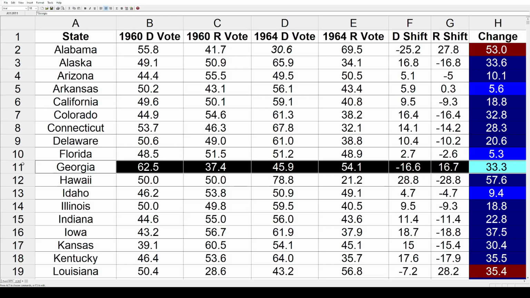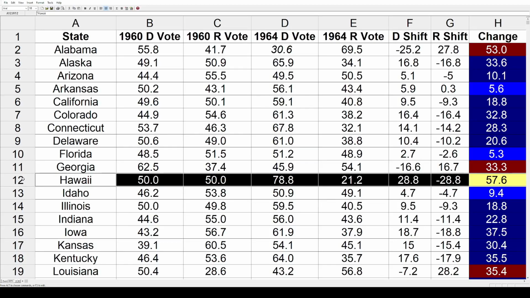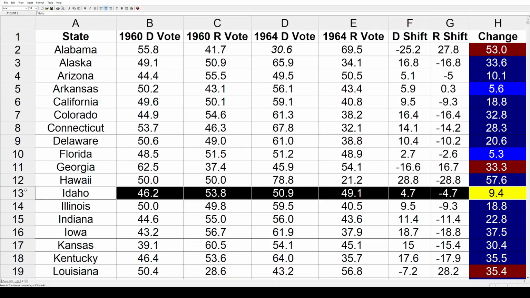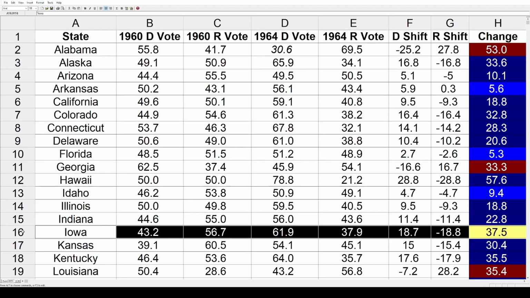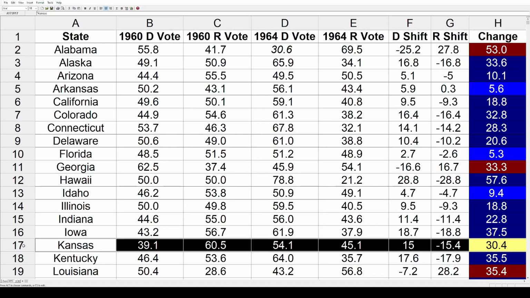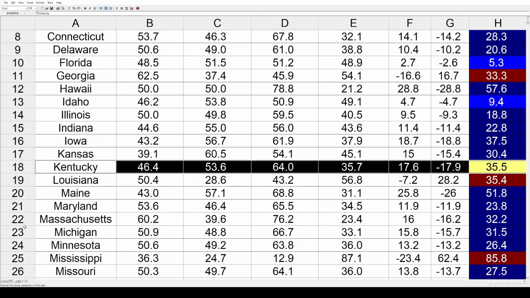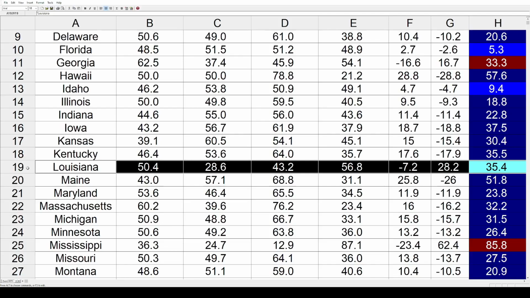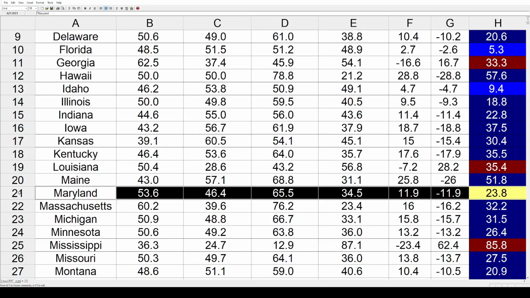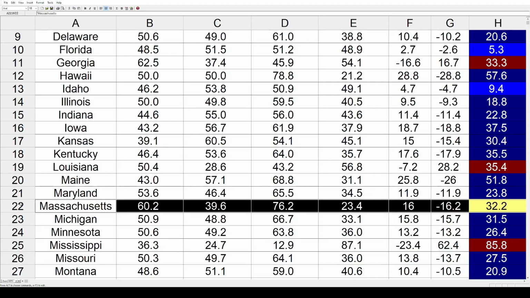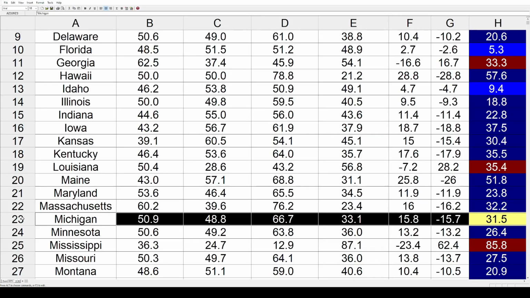Georgia went toward the Republicans by 33.3. Back toward the Democrats, now we have Hawaii. That was the biggest blue shift out of all the states at a whopping 57.6. Idaho, 9.4. Illinois, 18.8. Indiana, 22.8. Iowa, 37.5. Kansas, 30.4. And Kentucky, 35.5. Louisiana, another one of those southern states that shifted toward the Republicans by a massive 35.4. Maine went hard toward the left by 51.8. Maryland, 23.8. Massachusetts, 32.2. Michigan, 31.5.